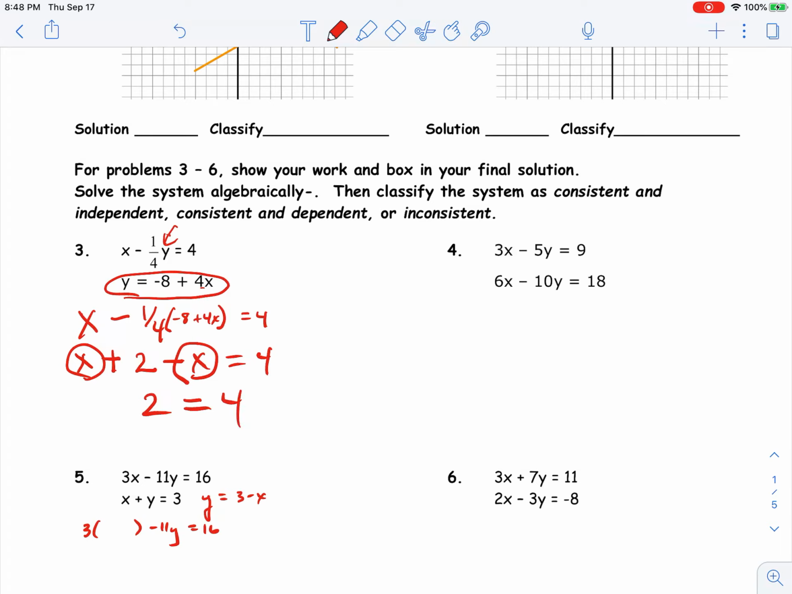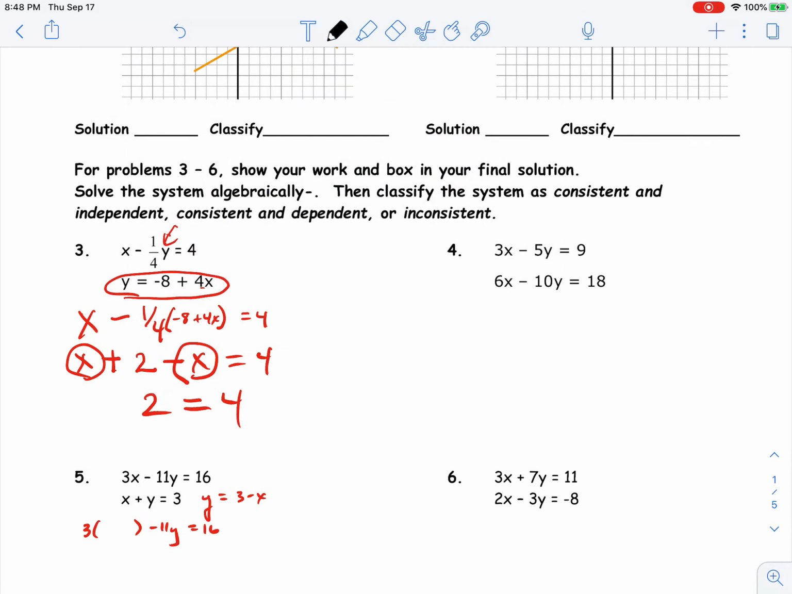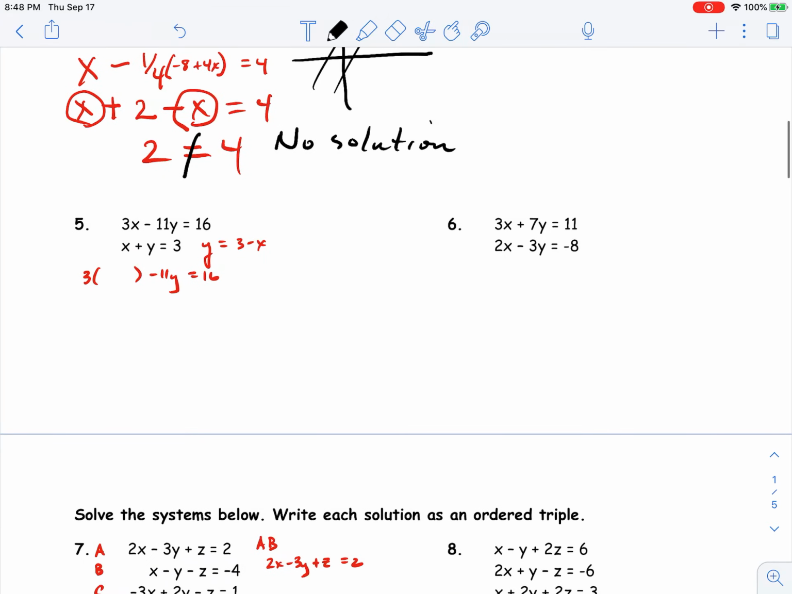What should be going off in your mind now is that is not true. That is actually false. 2 is not equal to 4, which means this is a no solution. If we were to graph this, I think the two equations would look something like this, where they're parallel to each other. They don't ever intersect. So they are independent, but there's no solution, so it's inconsistent. They don't ever intersect.